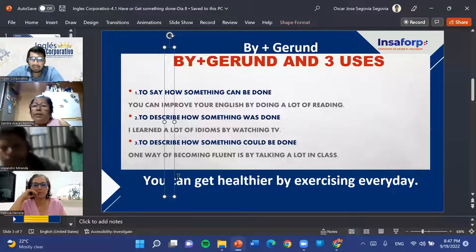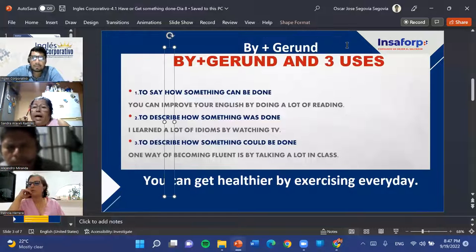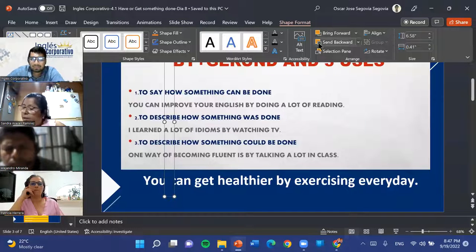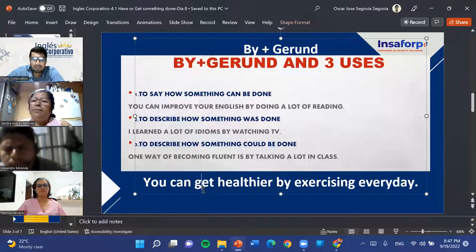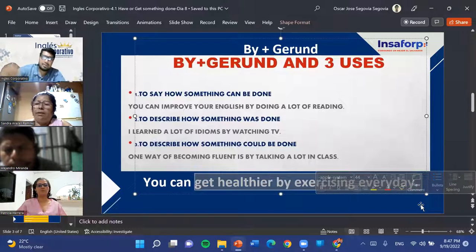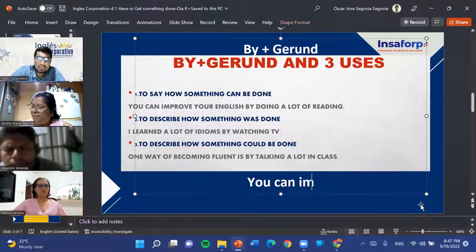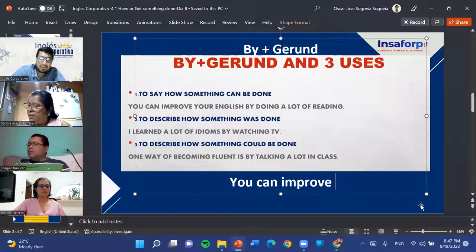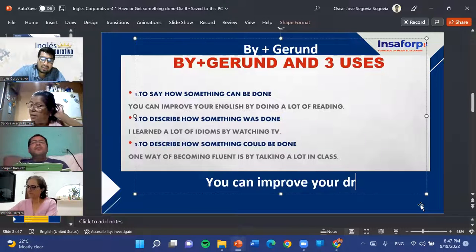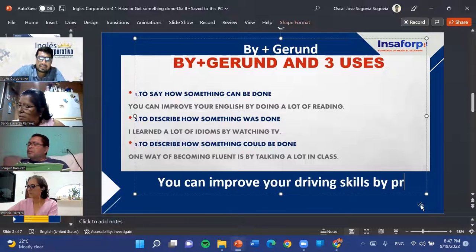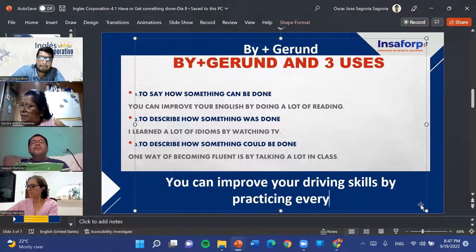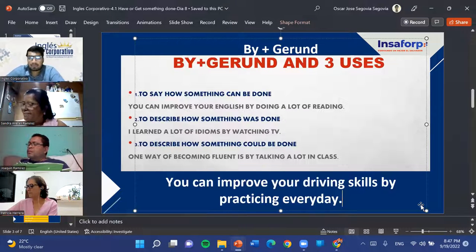Muy bien. Ahora, I got another example, teacher. You can improve your skills in driving by practicing every day. Okay, you can. Podemos simplificarla también un poquito. You can improve your driving skills. Sí, sería your driving skills. By practicing every day. You're right. Yes, there we go. So you can improve your driving skills by practicing every day. There you go. No, that's very, very interesting.